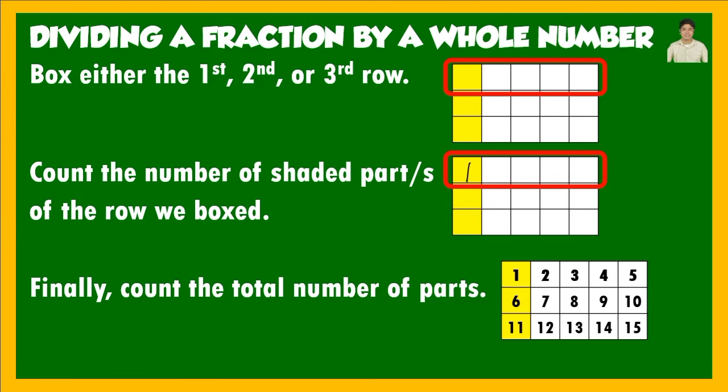Now, to answer the question, what is the quotient of 1/5 and 3? So, 1/5 divided by 3, the answer is 1/15. So, why is it 1/15? So, yung shaded part natin kanina na binox, isa lang po yung shaded part niya. Yung row na binox natin kanina, isa lang. And then, counting the total number of parts, we have 15. That is why 1/15 po ang ating final answer.